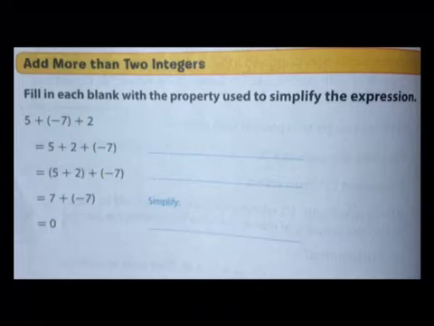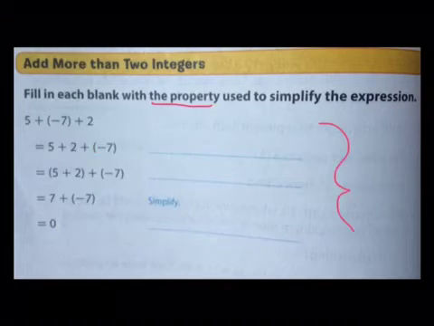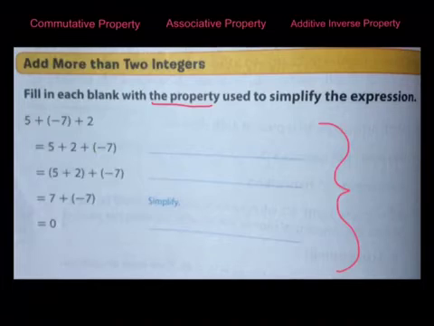Okay, continuing on, we have to simplify these expressions, and we're going to do a little bit of a review of the types of properties we've used before, we've learned. So if you remember, we have associative properties, commutative properties, additive inverse properties, and so on. And those are the three we're going to use right here. Let's see if you can remember which is which. These are the three we're going to use today in this review. Let's see if you can figure it out. Commutative property, associative property, and additive inverse property.